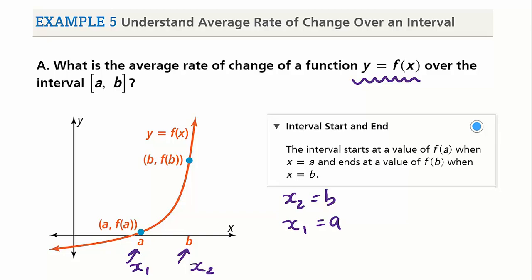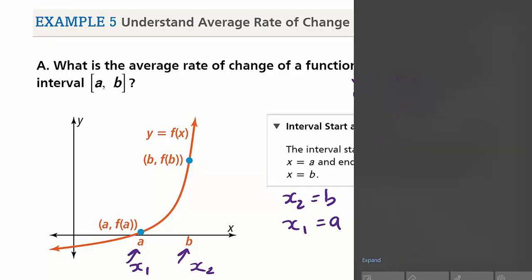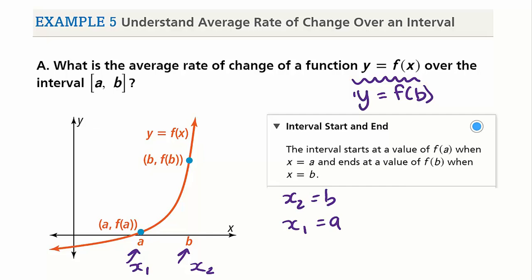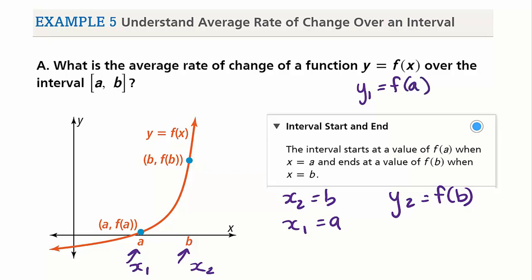So in order to find our y value, I'm actually going to sub b in for x. So that's going to be our y sub 2. So y sub 2 is equal to f of b. And we do the same thing for a. So y sub 1 is equal to f of a.